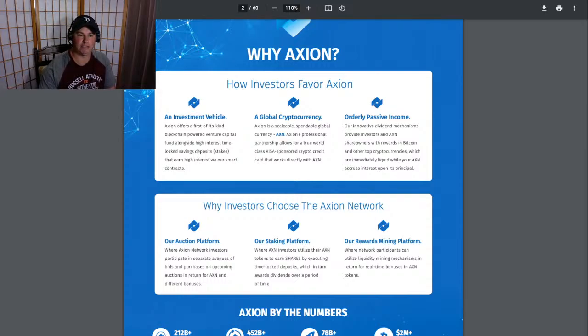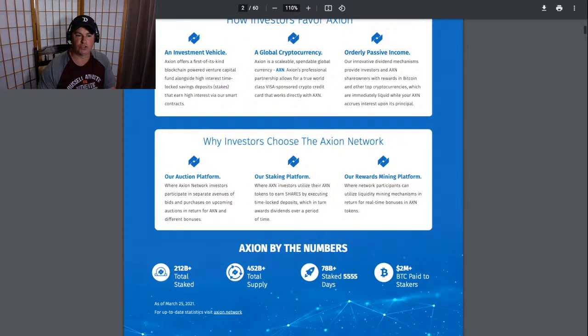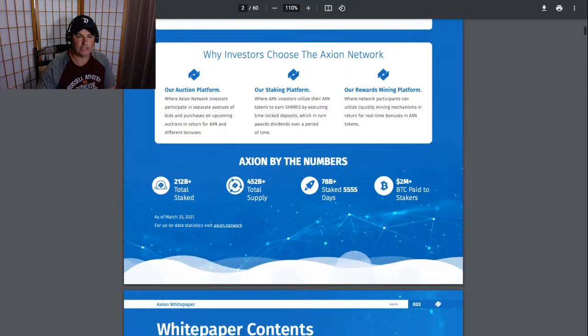So Axion by the numbers at the moment, this is currently a snapshot: 212 billion staked, 452 billion total supply, 78 billion staked, 555, which is now 80 billion. So quickly these numbers get out of date. They're as of the 25th of March 2021, and you can get up-to-date statistics at Axion.network, which is the main website for the Axion Foundation team. And 2+ million BTC paid to stakers already, only in 5 venture capital auctions. Outstanding, folks, outstanding indeed. All right, let's jump to the next one.